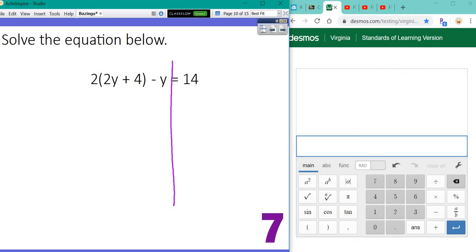So if we have parentheses, then all we have to do is start by distributing. So we're going to take 2 times 2y, and we get 4y. Then we take 2 times positive 4, and we get positive 8. Then I'm going to bring down my minus y equals 14.